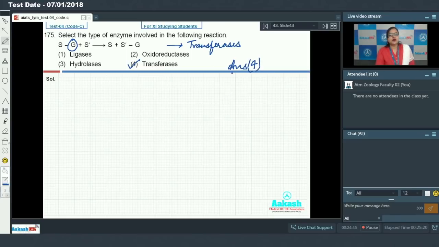Talking about the rest of the options, option 1, ligases. Ligases catalyze the formation of covalent bond between two molecules. So this cannot be an answer. Option 2, oxidoreductases. Oxidoreductases are involved in catalyzing oxidation reduction reactions. So this cannot be an answer. Option 3, hydrolases. Hydrolases catalyze the breaking of the bond by using water molecule. So they cause hydrolysis. So this cannot be an answer.